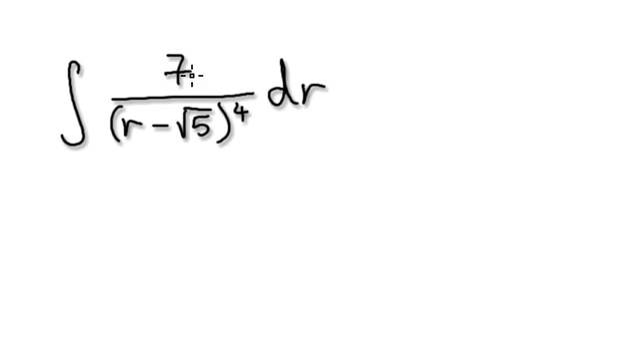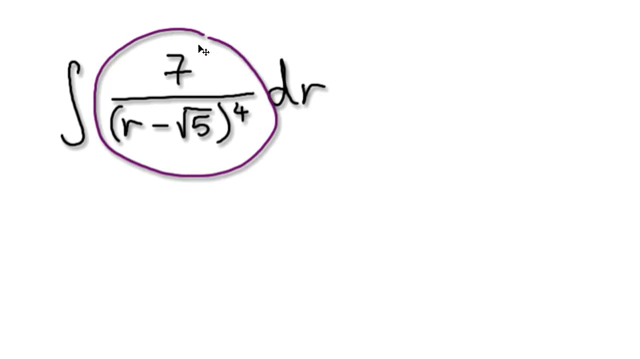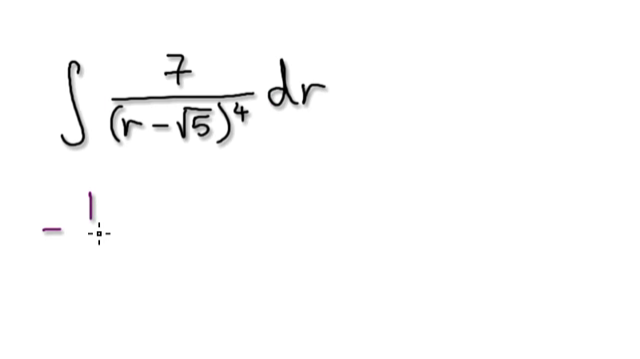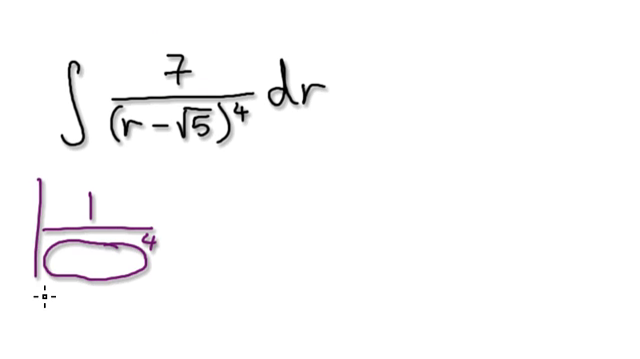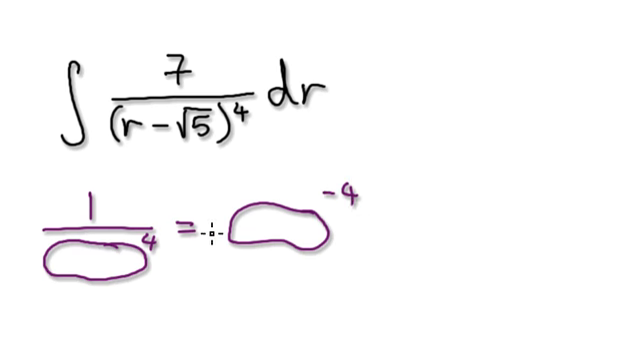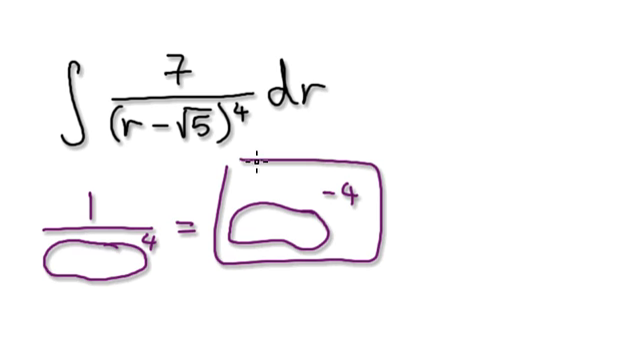Okay, so to do this, visualize this thing currently as something like 1 over something to the power of 4. I know there's a 7 there, but let's just visualize it as this for the time being. So this thing is the same as something to the power of minus 4. So we want something that will differentiate to give us this.